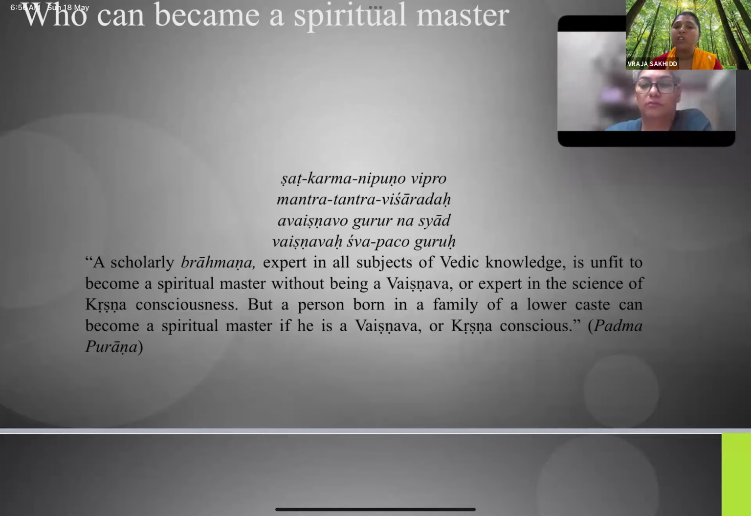But a person, even if he is born in a lower family, if he is Krishna conscious, then we have to accept him as a guru. That's why, when Prabhupada brought a lot of these Westerners and gave them Brahminical initiation and everything, many people in Vrindavan condemned Prabhupada. How can these people become gurus? How can they do this?